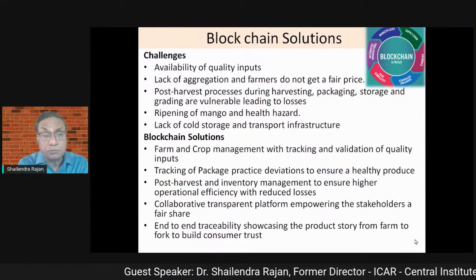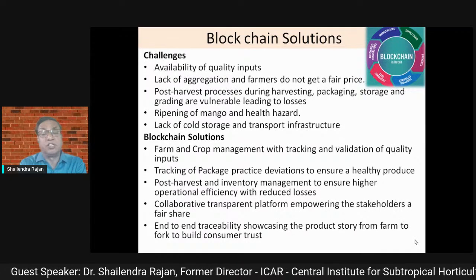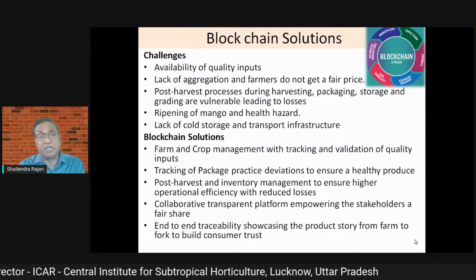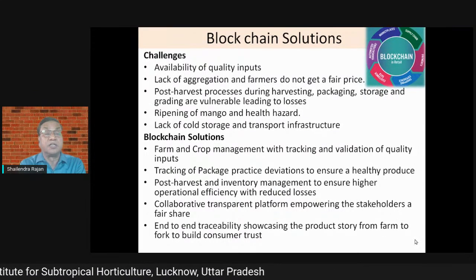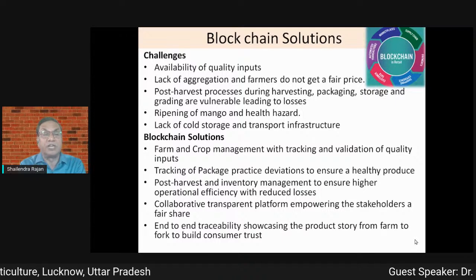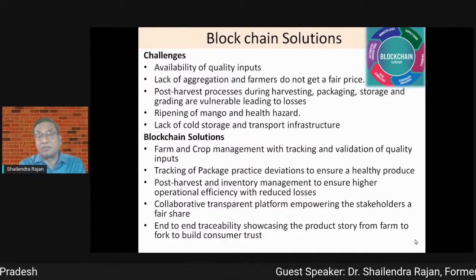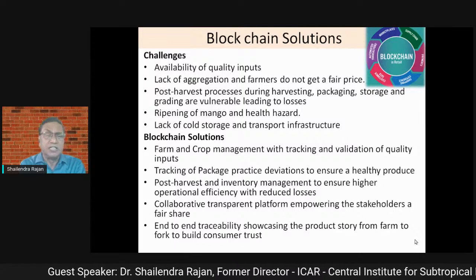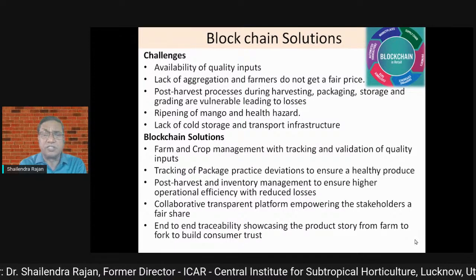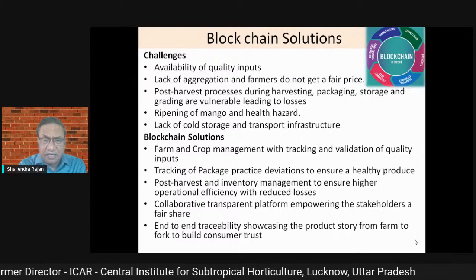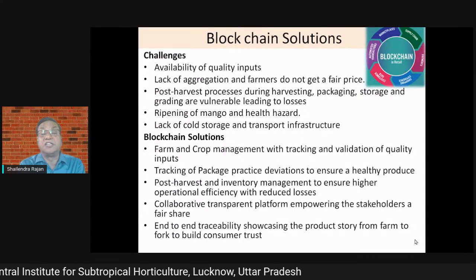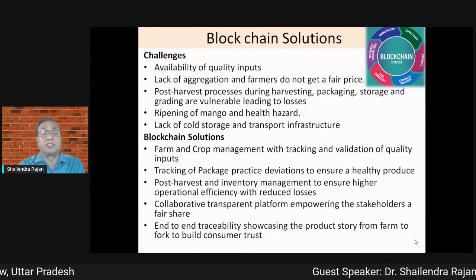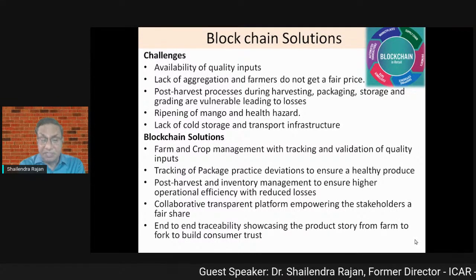Then there are many challenges in fruits, particularly if you consider the export market or the high-end domestic market. People are now concerned about what inputs were used and which quality was used, and the aggregation of the farmers' inputs is somewhat unorganized, and they don't get a good price. For post harvest processing, sometimes it is not defined how it takes place: how the fruit was harvested, packaging, storage and grading. There are many losses also, but nothing is being documented.